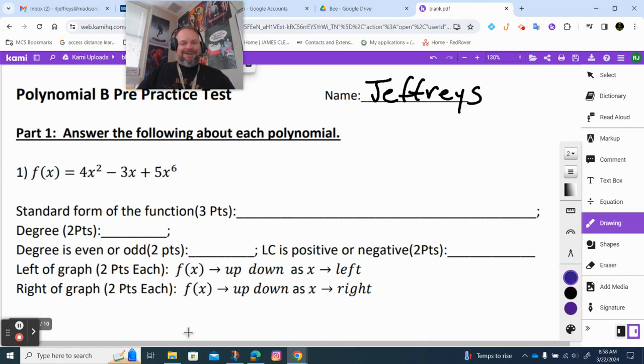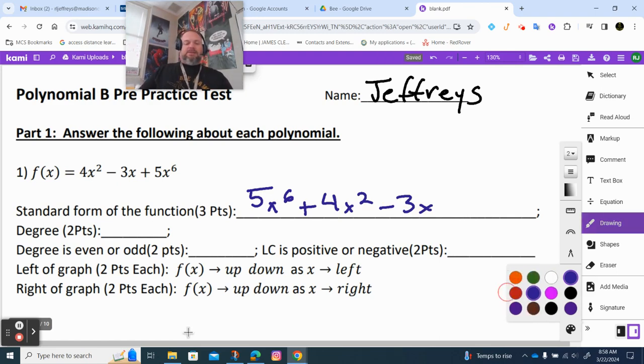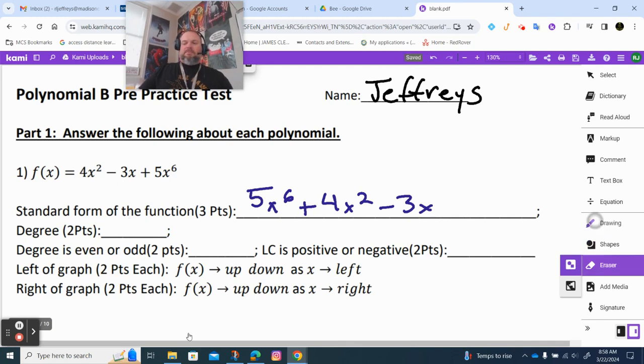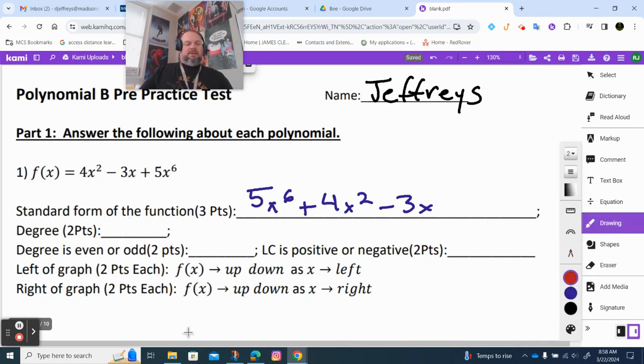So this is what it is in standard form. Okay. The degree is 6. It is even. The LC is positive.